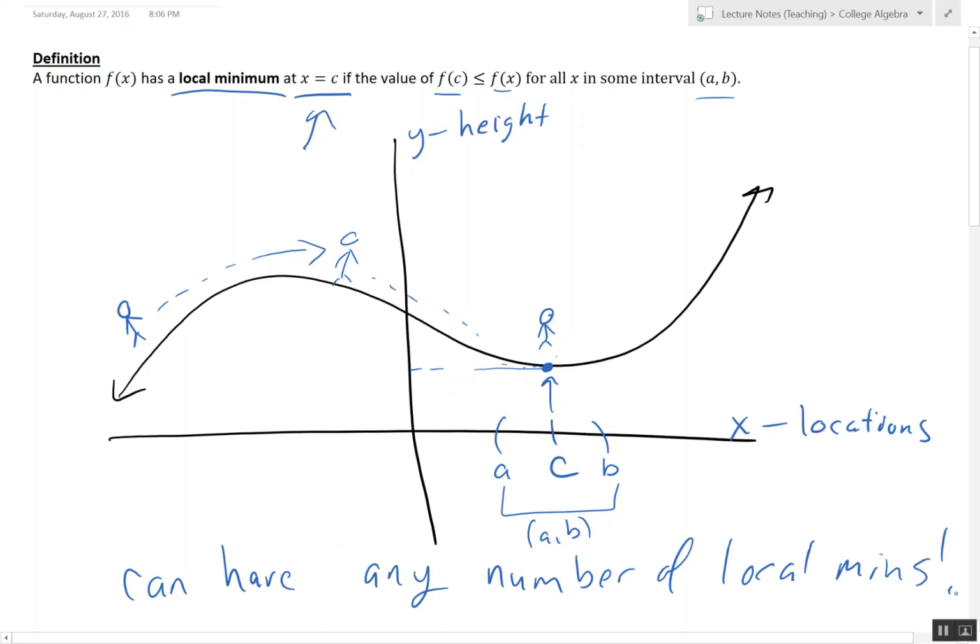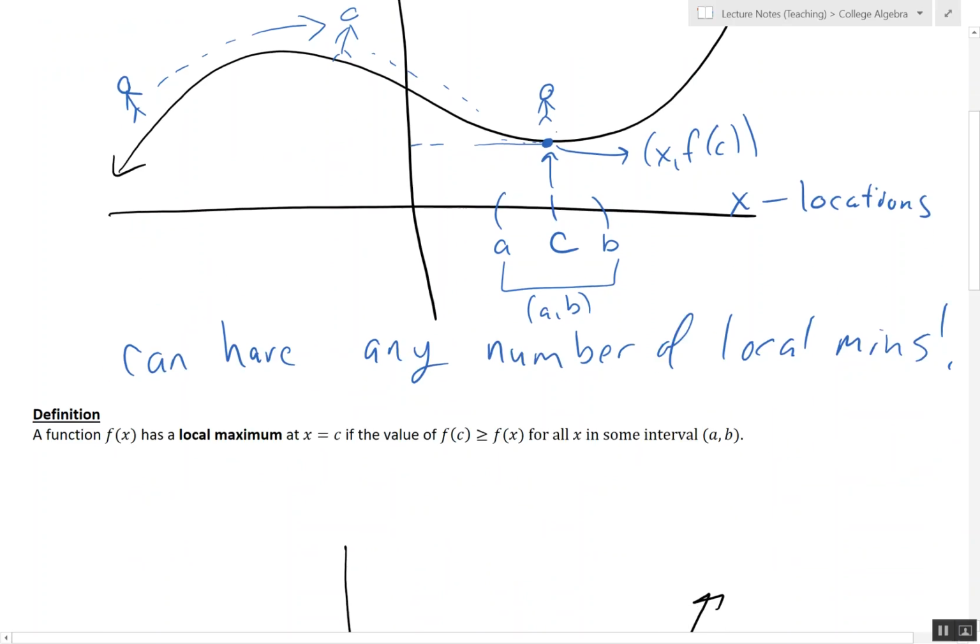So basically what you'll be given is a graph, and you need to tell me at what x coordinate the local min occurs, so in this case x equals c, and then what the height is, so what is the y coordinate. So you just need to be able to tell me x comma f of c. You need to be able to tell me what those two values are if I ask for it.